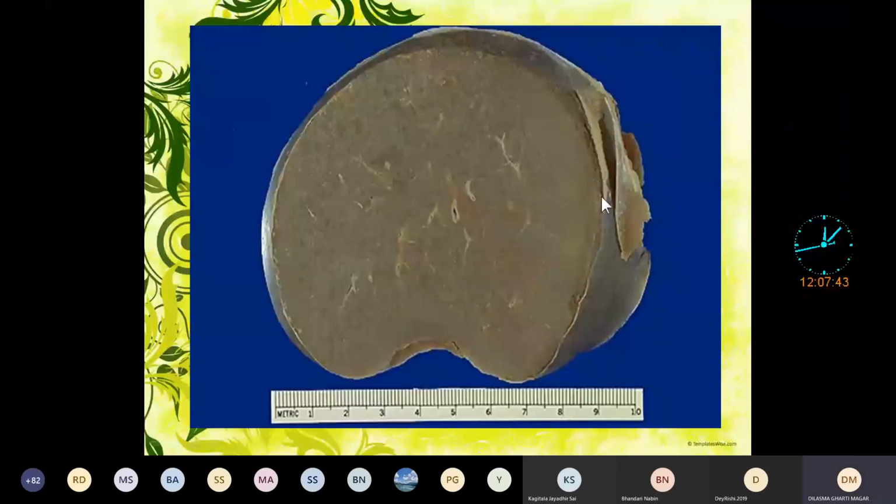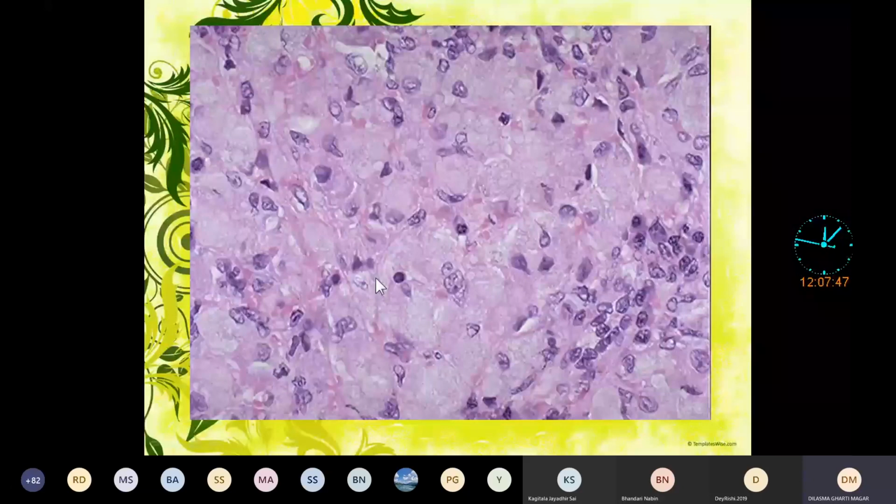This is a picture of the storage disorder. This is showing macrophages eating up the material. In storage disorders there will be two types, isn't it? One I told, Niemann-Pick disease, and another one is Gaucher's disease. So it is showing the foamy macrophages.